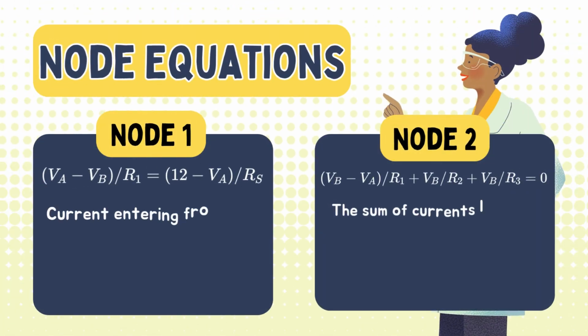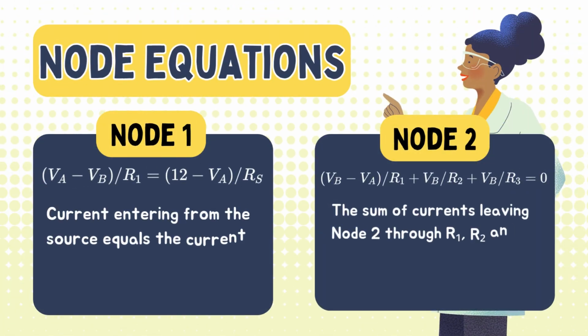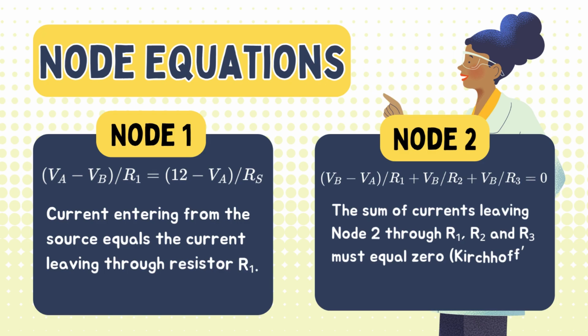Writing the node equations. At node 1, the current coming in from the voltage source equals the current leaving through resistor 1. At node 2, the currents leaving through resistors 1, 2, and 3 must add up to 0. Each of these equations represents the balance of current at each node according to Kirchhoff's current law.